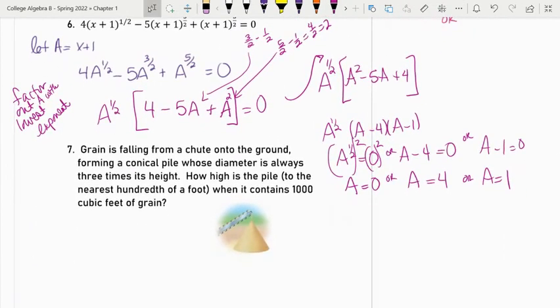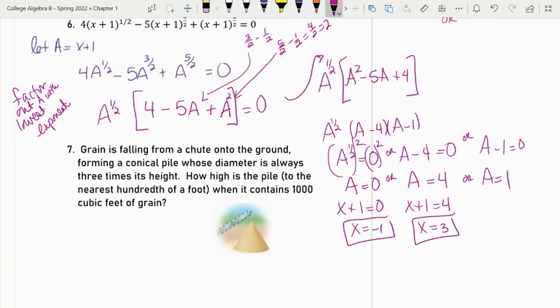So I said a was x plus 1. So we say x plus 1 equal to 0, so x equals negative 1. Here a equals 4, so x plus 1 equals 4, which means x equals 3. Here, x plus 1 equals 1, so x equals 0.